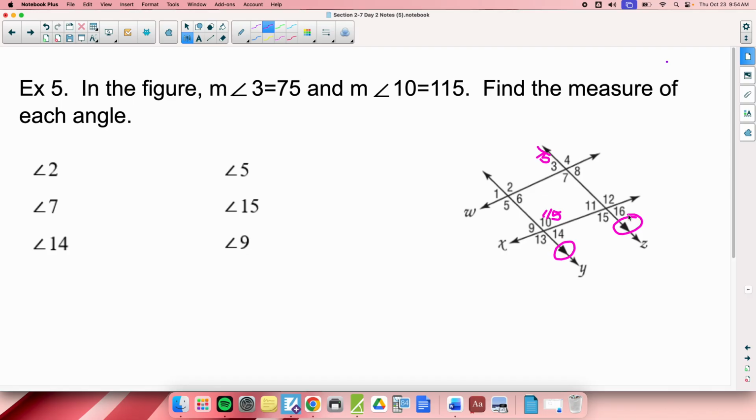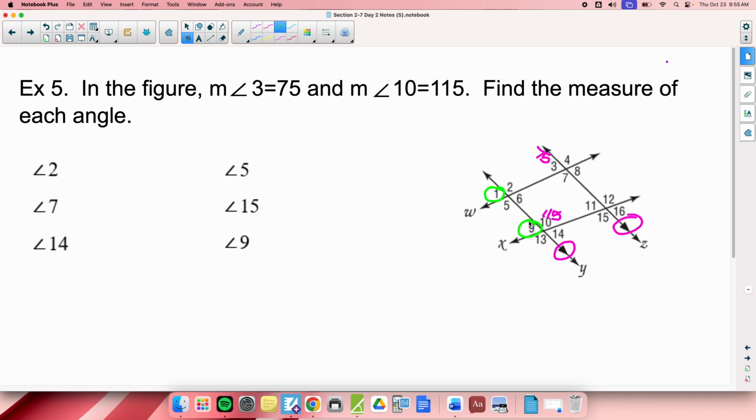But notice these two are not parallel. So what that tells us, if these two are not parallel, is that this angle and that angle are not going to be equal. Do you guys get that? These are not parallel. So I can't say that corresponding angles are going to be equal here. I can't say that angle 2 is 115, okay?